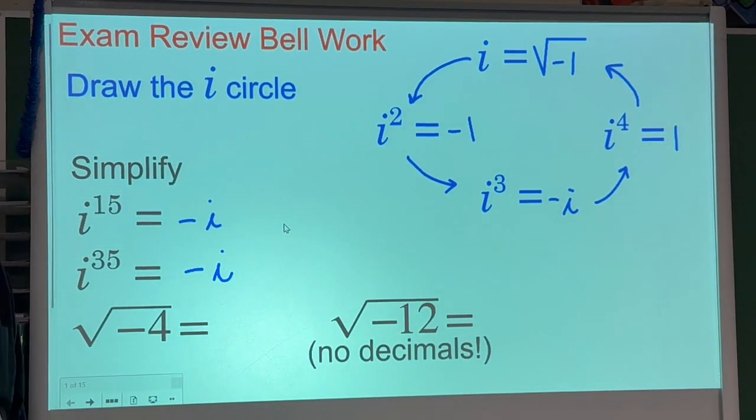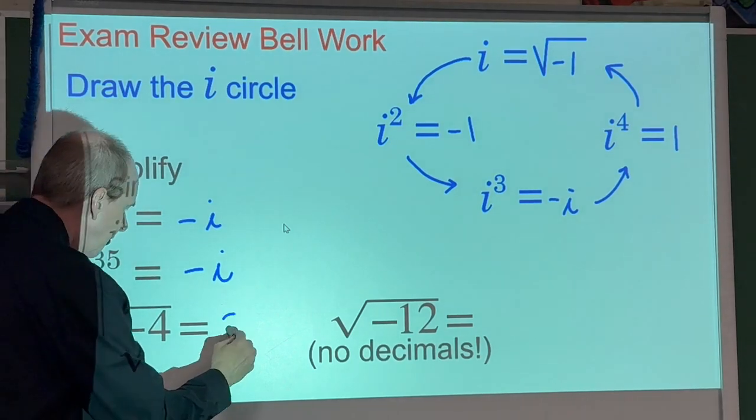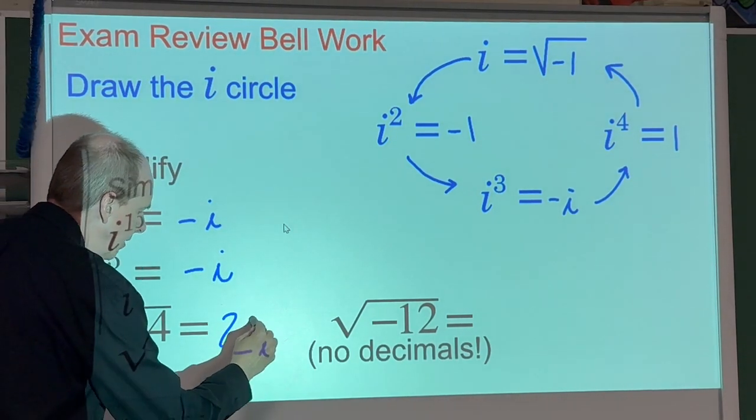Square root of -4, well, we can't do the square root of -4 because it's imaginary, but we can do the square root of 4 and get 2. The negative gives you the I.